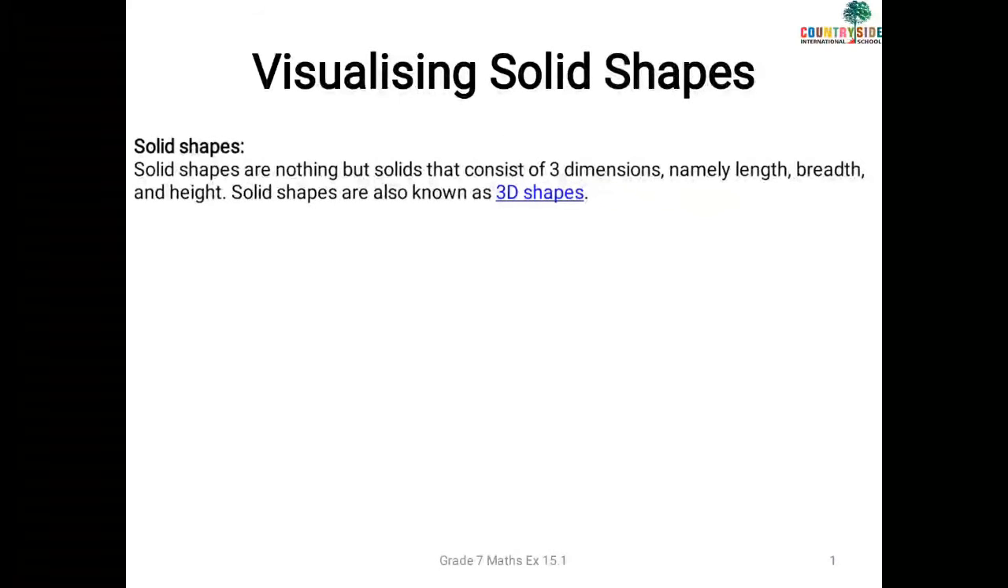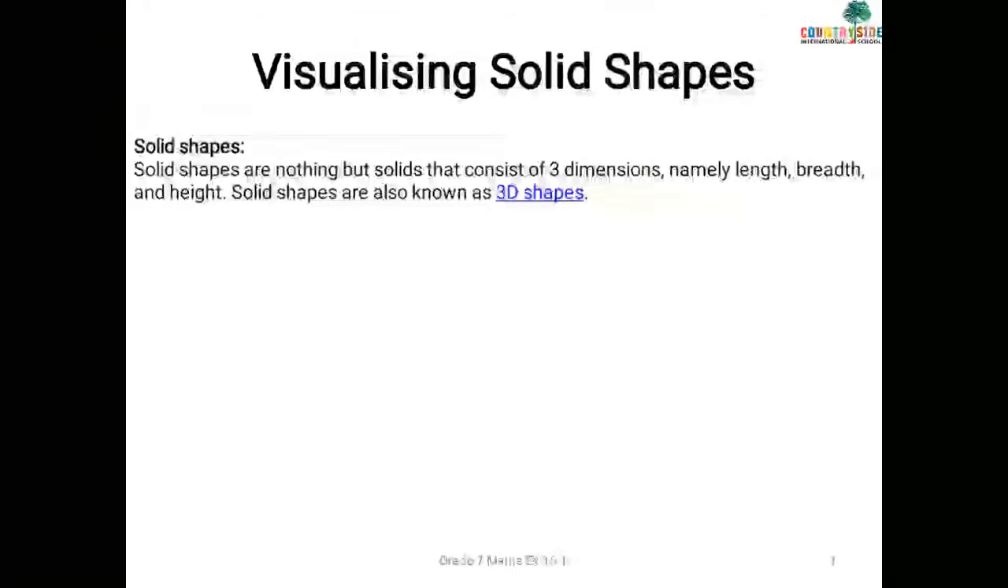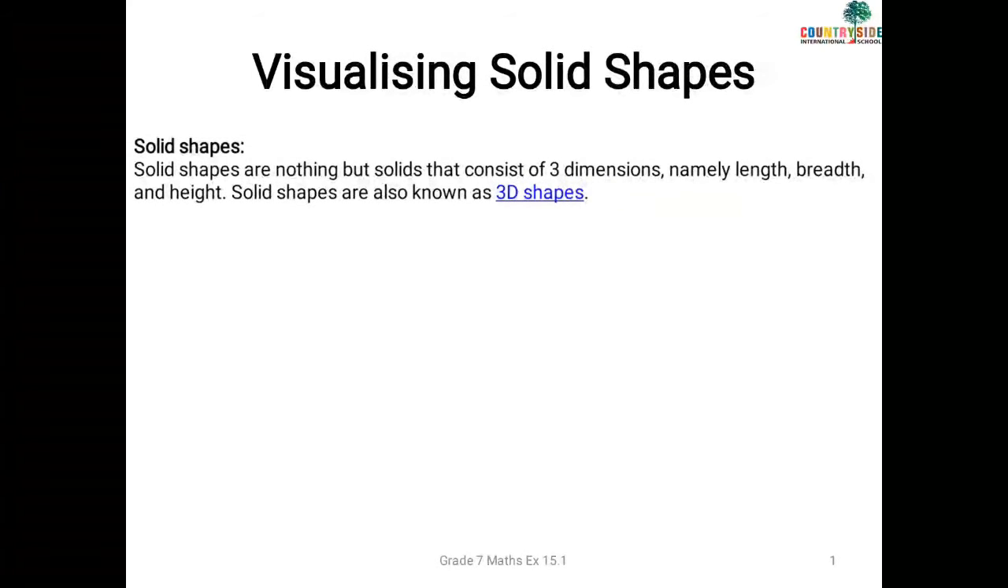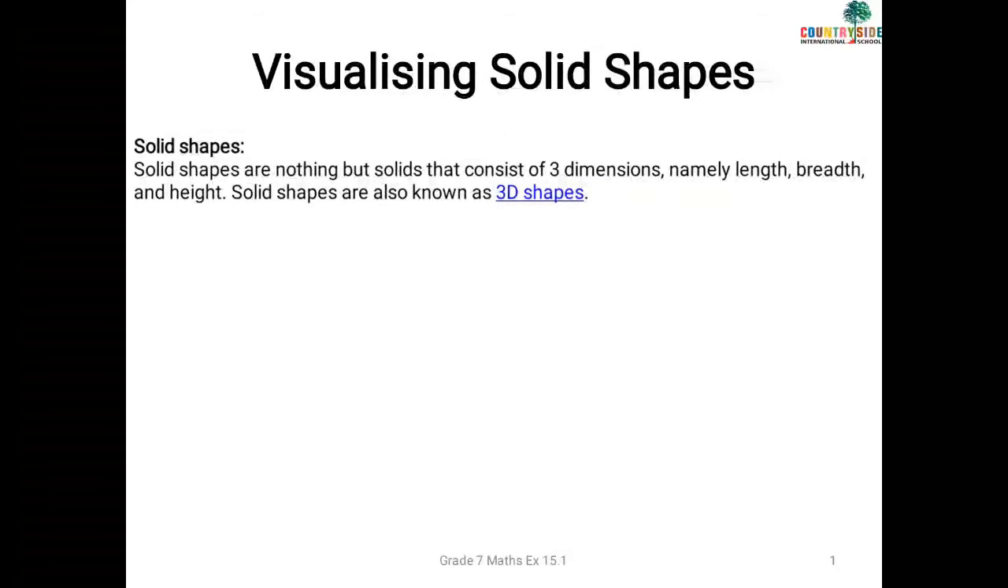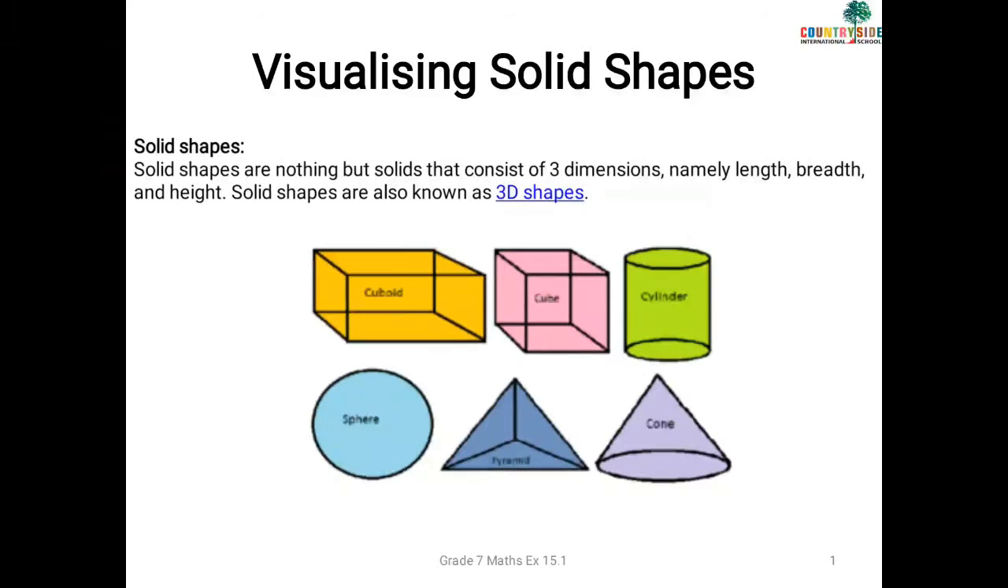So solid shapes are the shapes that consist of three dimensions, namely length, breadth and height, and they are also known as 3D shapes. Here are a few examples of solid shapes: first, cuboid, then cube, cylinder, sphere, pyramid and cone.